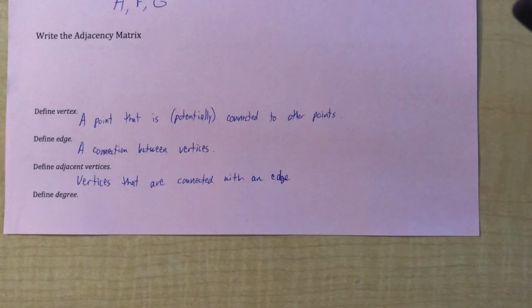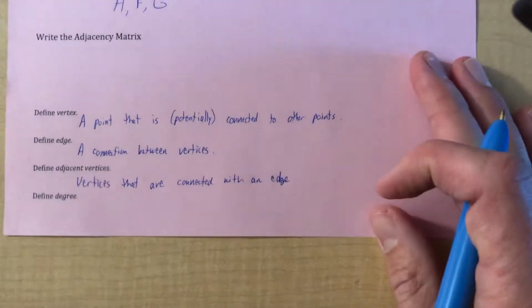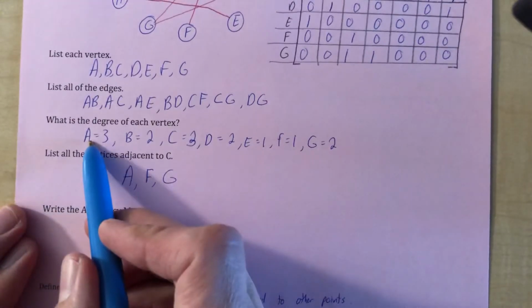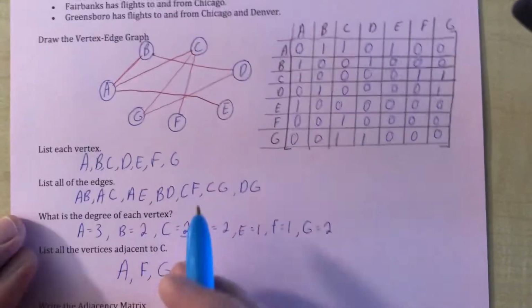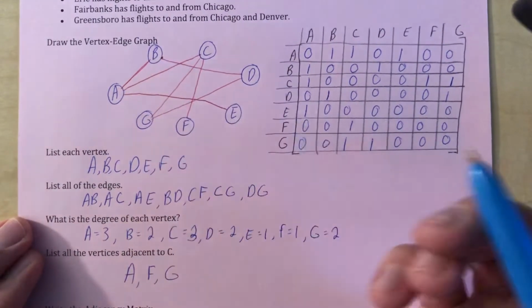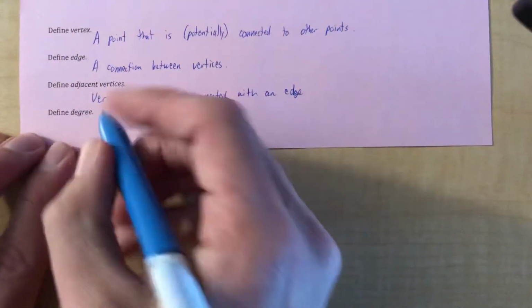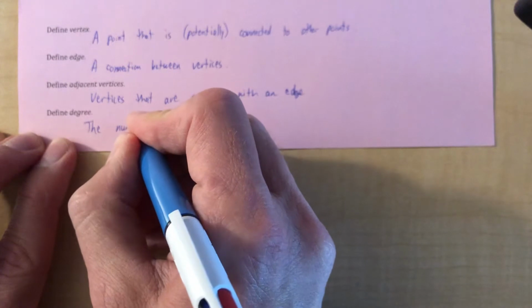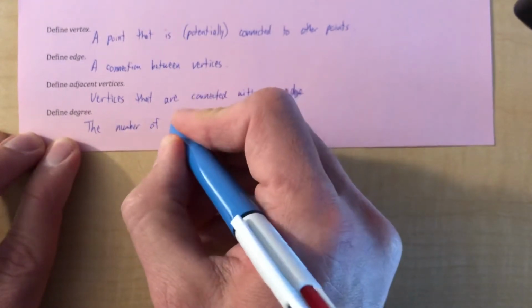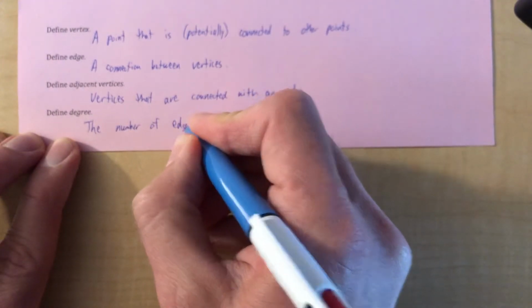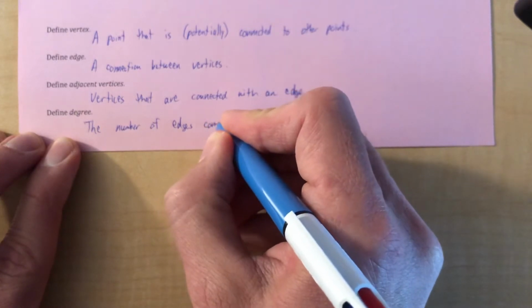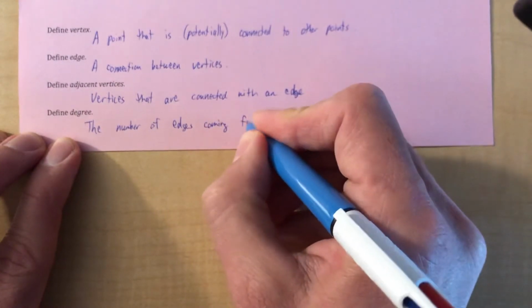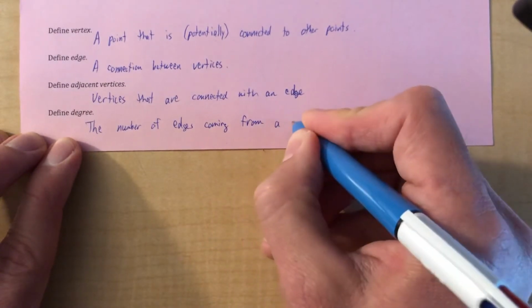And define degree. Okay, so I think we already can find degree, but let's define it. And that would be like, well, A is 3 and B is 2. And I think it would be the number of, well, red lines. So we'll call them edges. So this is the number of edges coming from, that's important, a vertex.